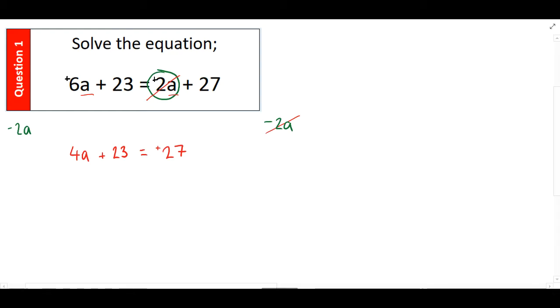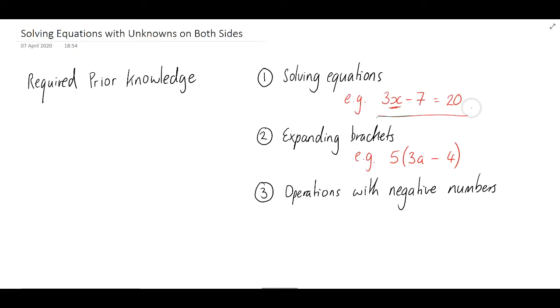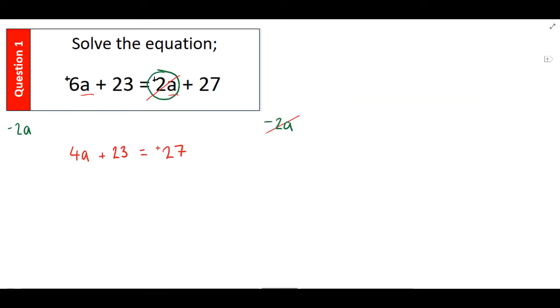Okay, so the next thing I need to worry about, I've got all my a's onto the left hand side now, so it's looking a bit more similar to the questions you should know how to do. The next thing I'm going to do is get rid of that plus 23. In order to do that, I need to do the inverse operation. I'm going to take away 23 from this side, and because it's an equation, I have to take away 23 from both sides to keep it balanced.